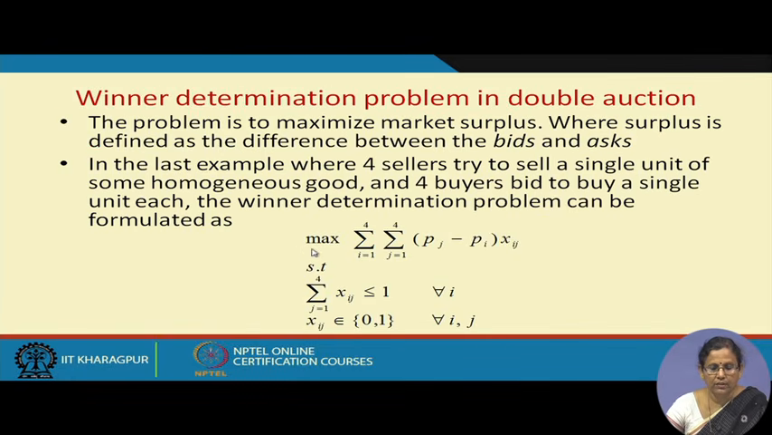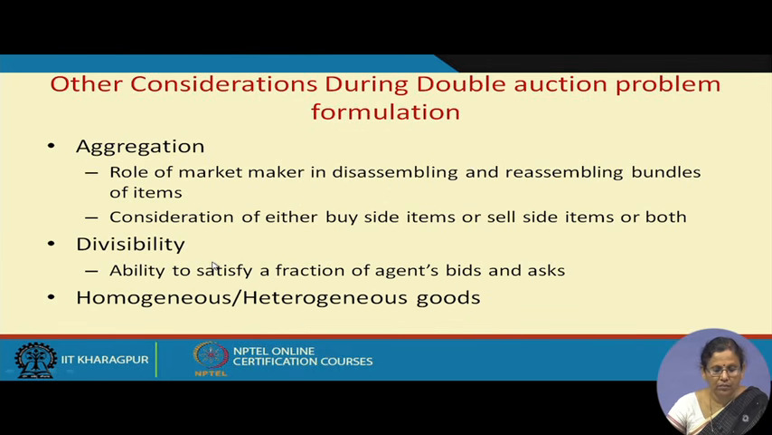So, this corresponding winner determination problem with that particular setting can be written in this manner. And the problem is to maximize the market surplus. This is the market surplus, the difference between the bid price and the ask price. In the last example, where 4 sellers try to sell a single unit of some homogeneous goods and 4 buyers bid to buy the single unit of each, the winner determination problem looks like this, and you have to devise corresponding algorithm for that.